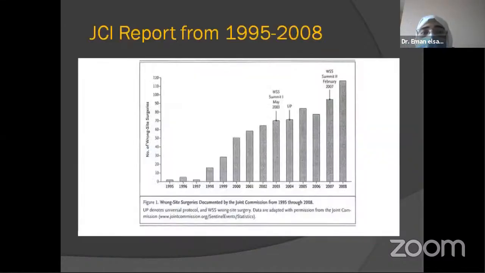JCI reported from 1995 until 2008. This is the report and the study already reported by Joint Commission International. This is the wrong side surgery documented by Joint Commission International, which is already increasing.